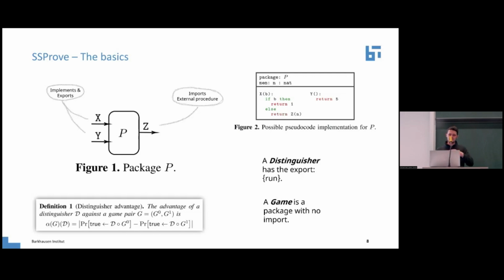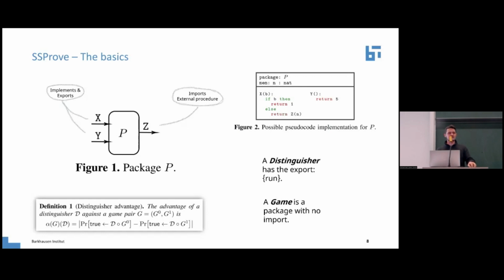So if you take these packages and we combine them to the big protocol, so we divide the bigger protocol into these packages, and then the distinguisher sort of starts playing the game by calling the run export. And now the most important definition probably is the distinguisher advantage. And as always, against the game pair, because we have a game, the real game, and then we have this random or ideal game. And you see the definition, it's a bit technical, so I'll just give you the idea.